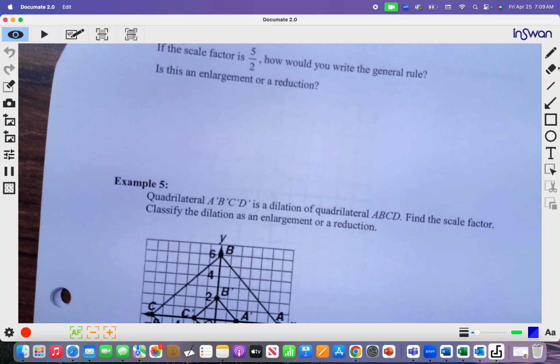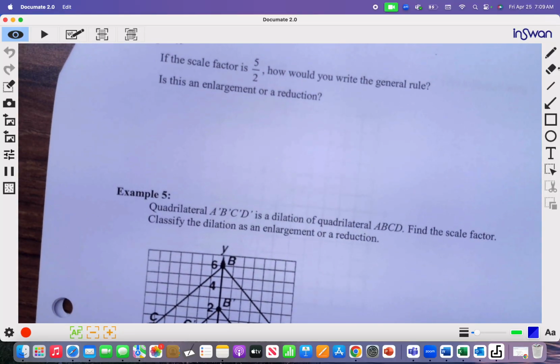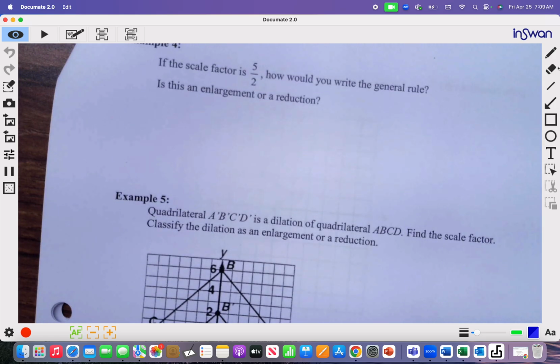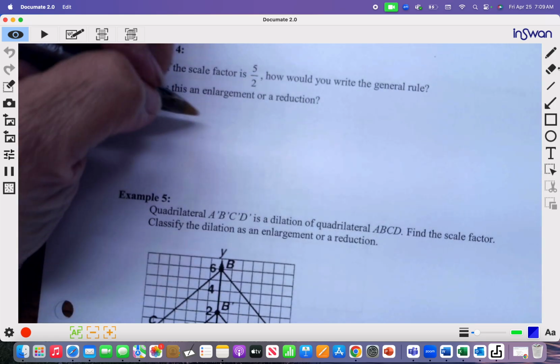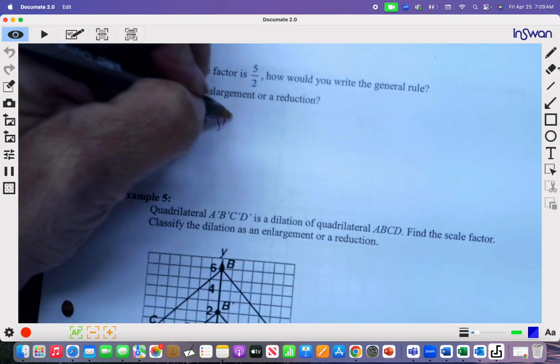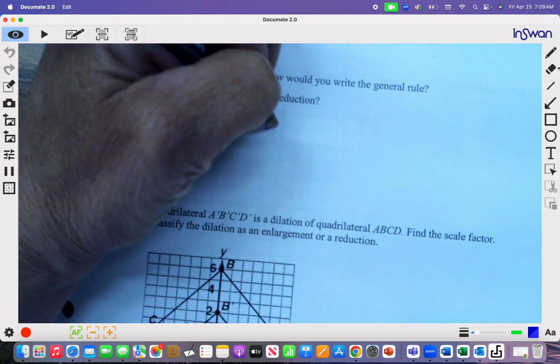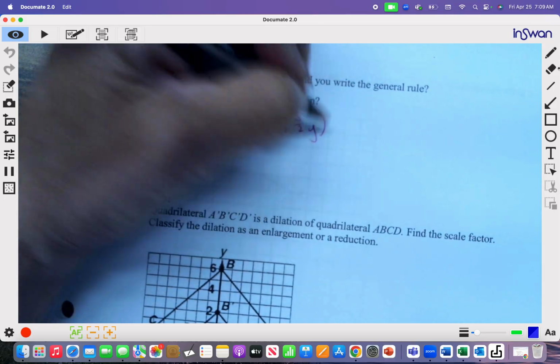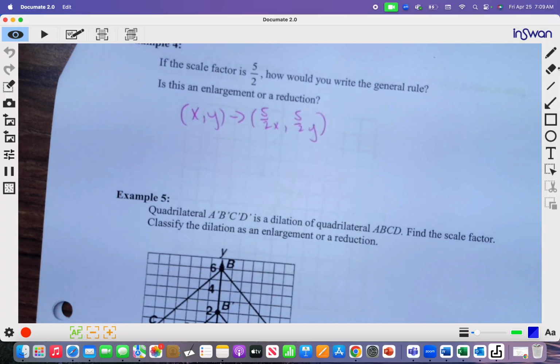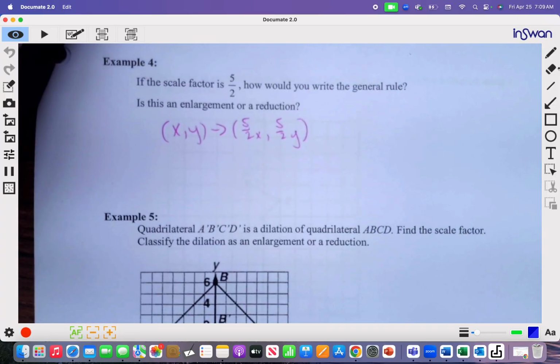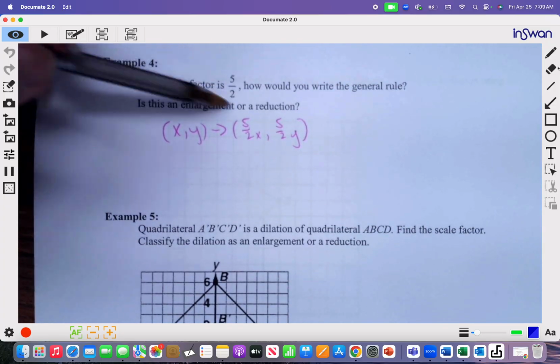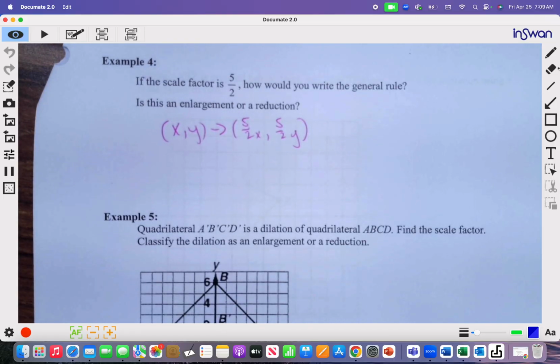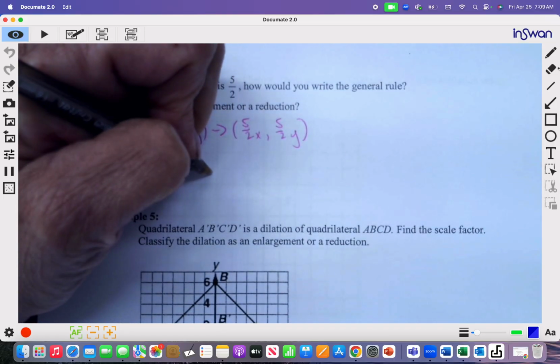If the scale factor is 5/2, how would we write that general rule? We're going to write it with arrow notation: 5/2 x, 5/2 y. And is this an enlargement or a reduction? Well, it is a fraction, but if I turn this fraction into a mixed number, it's 2.5, which is bigger than 1. So this is an enlargement.